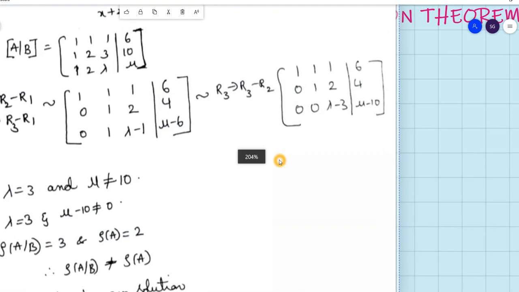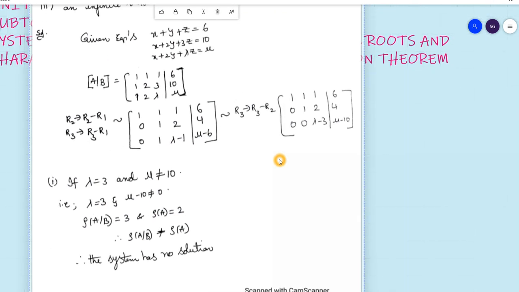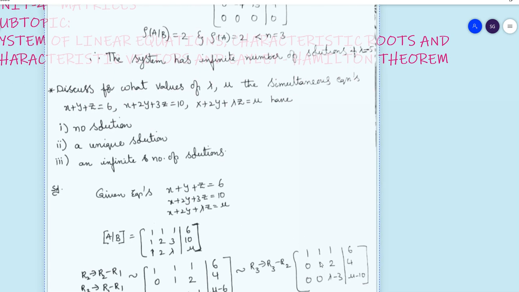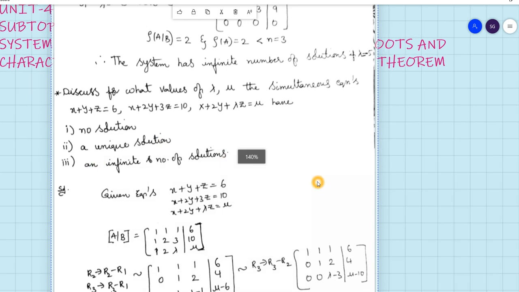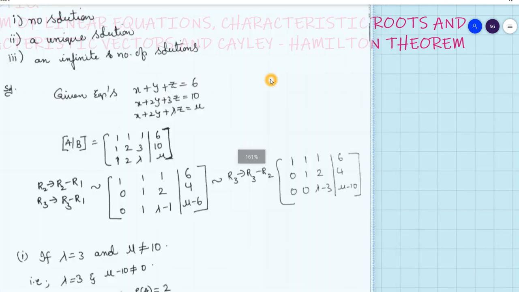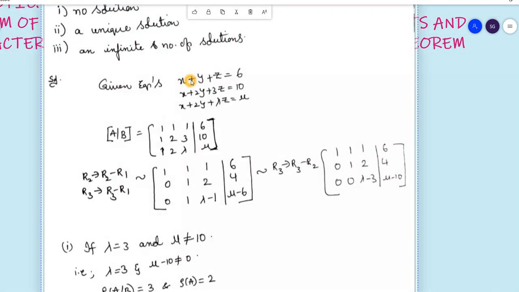So you have been given a system of equations. The question consists of a system of equations in lambda and mu, and you are asked the values of lambda and mu when the system has no solution, when the system has a unique solution, and when the system has an infinite number of solutions. First, let us go for when the given system has no solution.